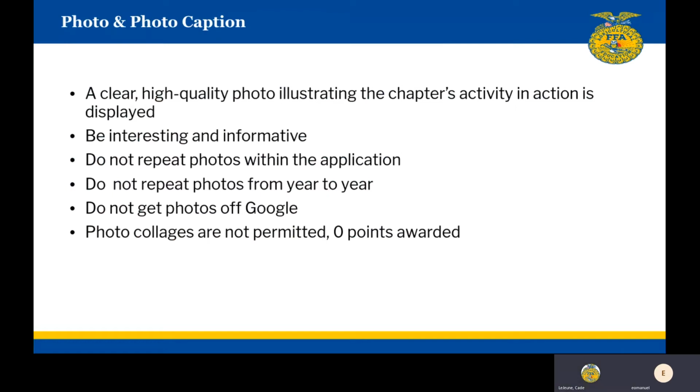Okay. And don't repeat photos within the application. And don't repeat photos from year to year.